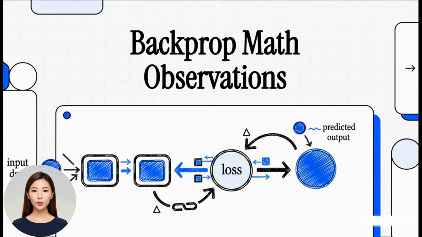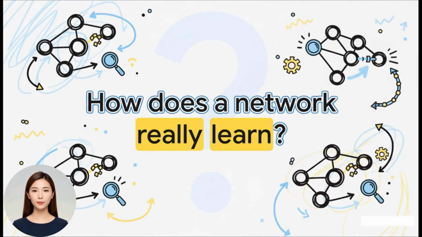Welcome to the Explainer. Today, we're going to break down the essential math behind how neural networks actually learn, a process called backpropagation. And you're going to see it's all built on just a few core, really elegant observations. We talk a lot about networks learning by adjusting their weights during training, but what does that really mean? How does a network know which weights to adjust and by how much? It can feel a little like magic, right?